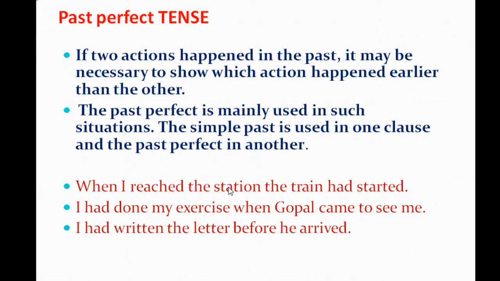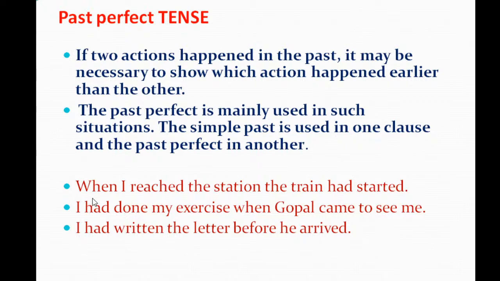तो यहाँ पर क्या बोल रहा है? If two actions happen in the past, दोनों action past में हो चुका है. It may be necessary to show which action happened earlier. तो हम लोग ने अगर दो एक्शन के बारे में बात कर रहे हैं, दोनों पास्ट का है, तो कभी कभी जरूरत होता है यह समझाने के लिए कौन बाद में हुआ और कौन सा एक्शन पहले हुआ. So when we are trying to teach that which action happened later on and which one is earlier, we use this. The past perfect is mainly used in such situations. The simple past is used in one clause and the past perfect in another.